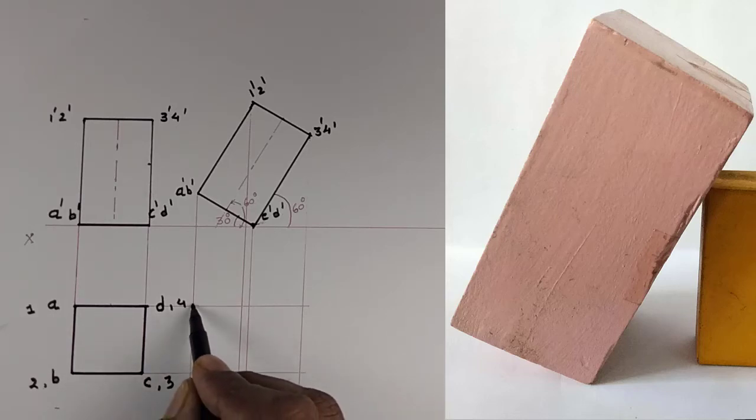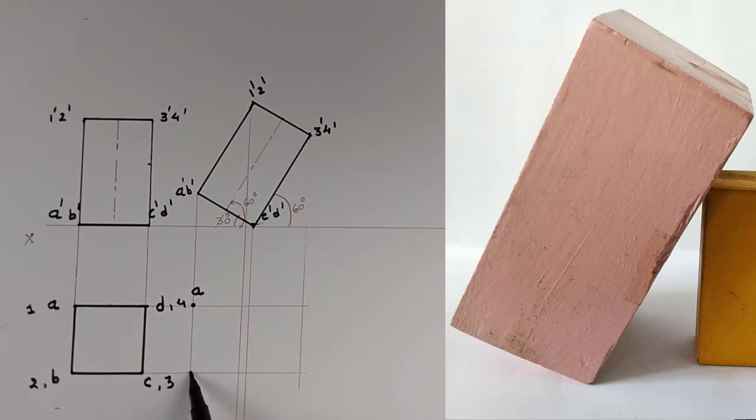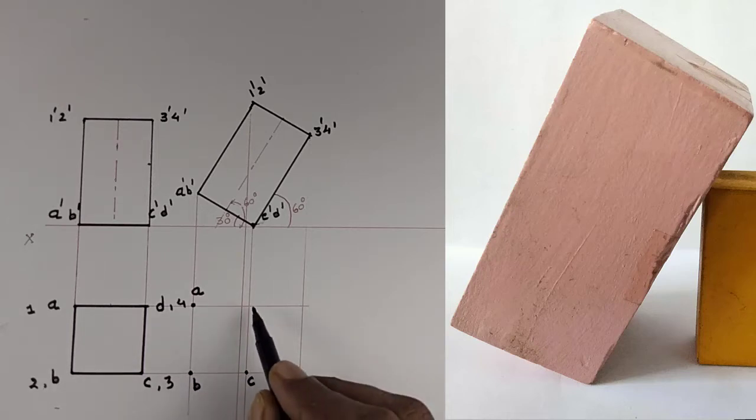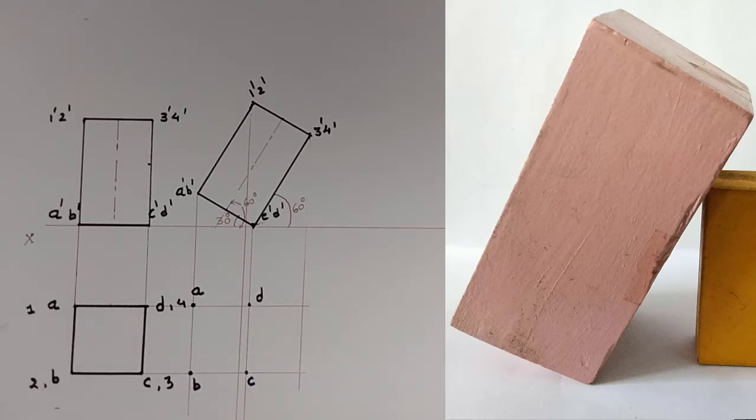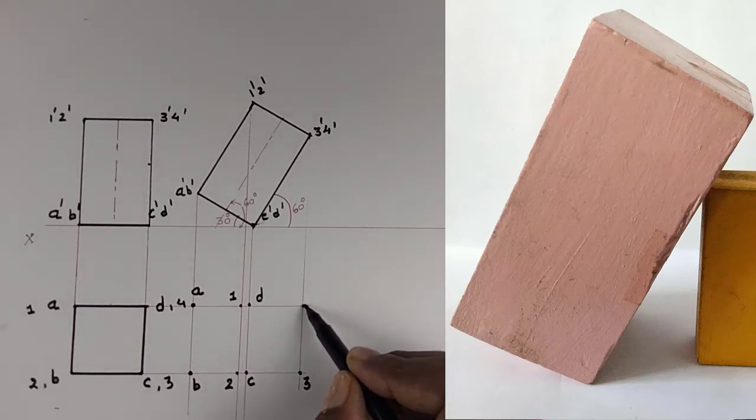So this is my corner A, plan point A. This is our plan point B. This is our plan point C. This is your plan point D. Similarly, we can mark our top base. So here it is the plan point 1. This is plan point 2. This is plan point 3. This is plan point 4.